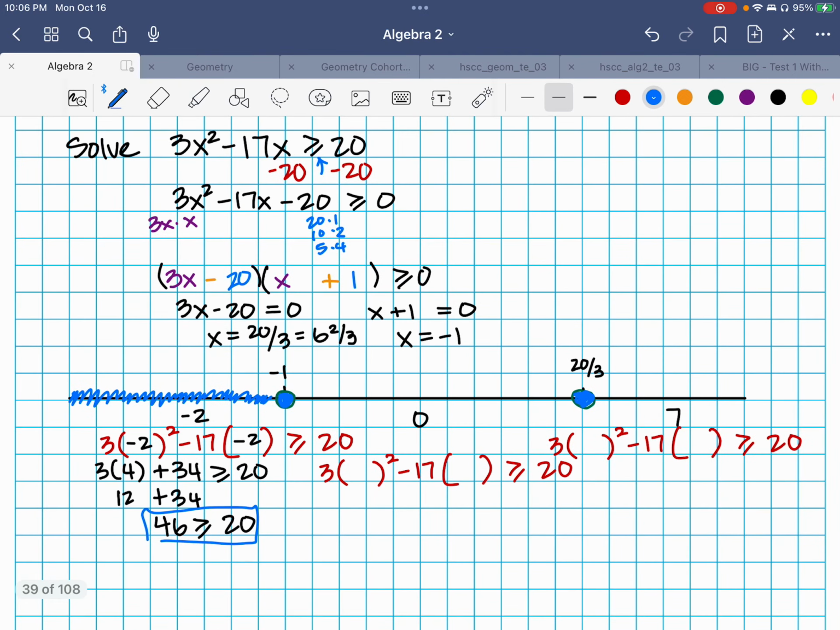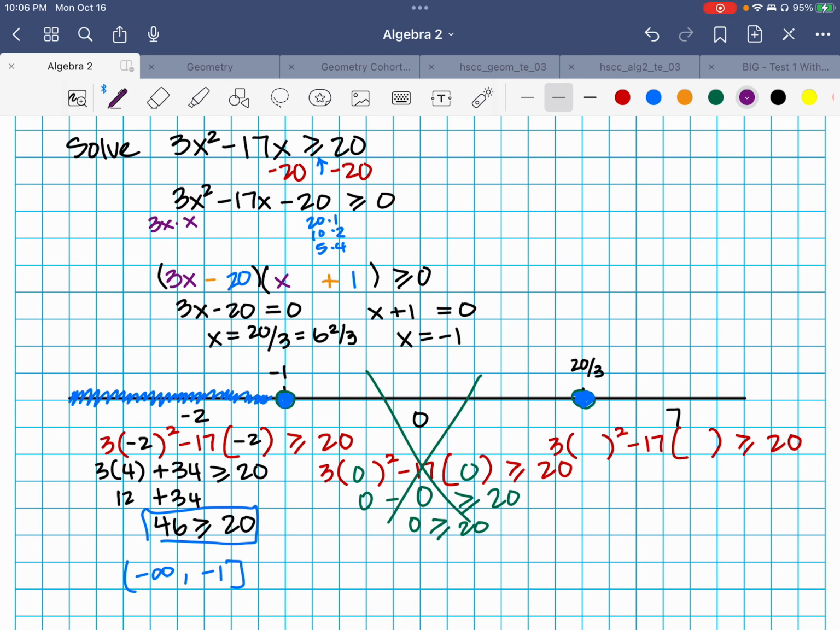So I'm going to go ahead and write that down, all the numbers that are less than negative 1. So from negative infinity to negative 1, that is actually a solution. All right, next I'm going to test 0. So we're going to plug 0 into the problem, and that's going to give us 0 take away 0 is greater than or equal to 20. 0 is greater than or equal to 20? Never, which means this region is not a solution.